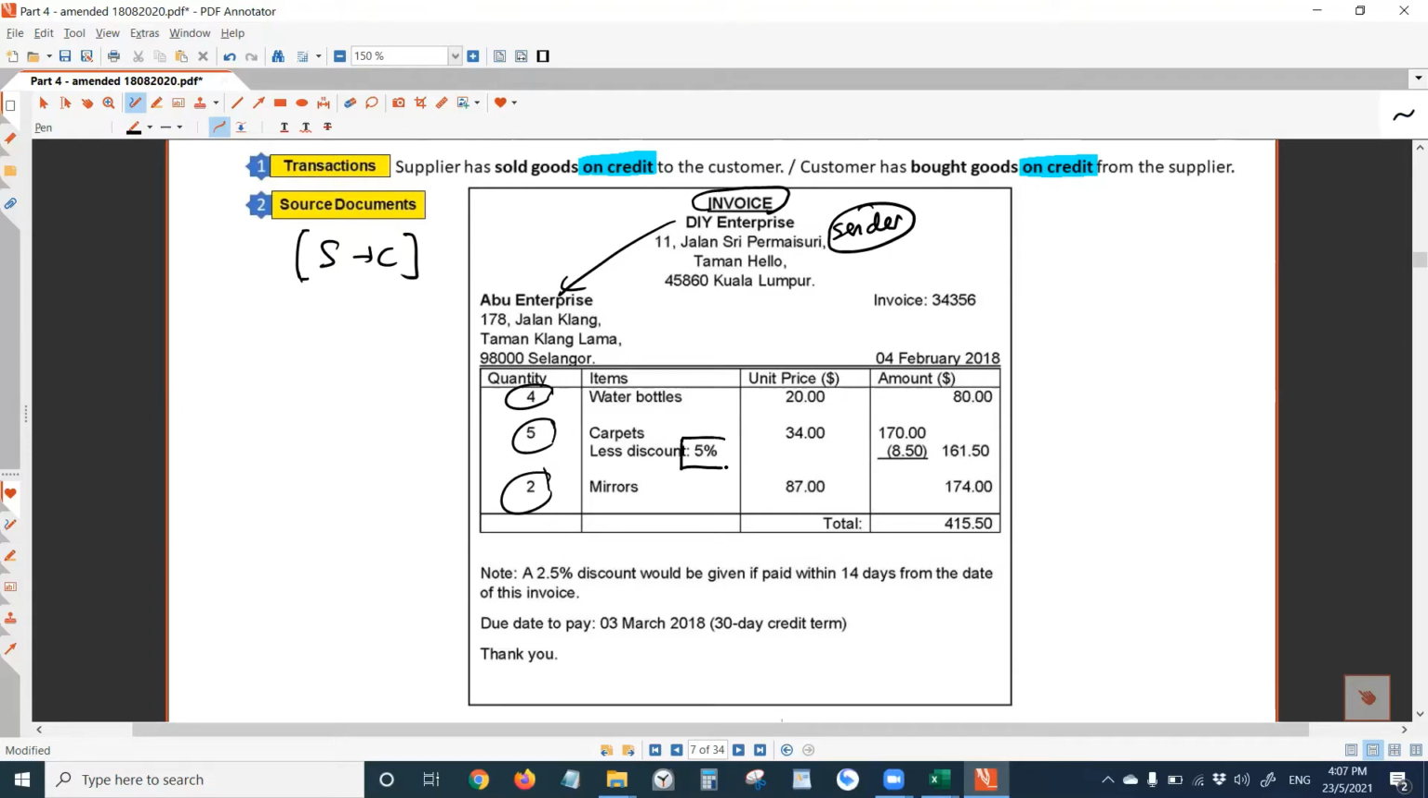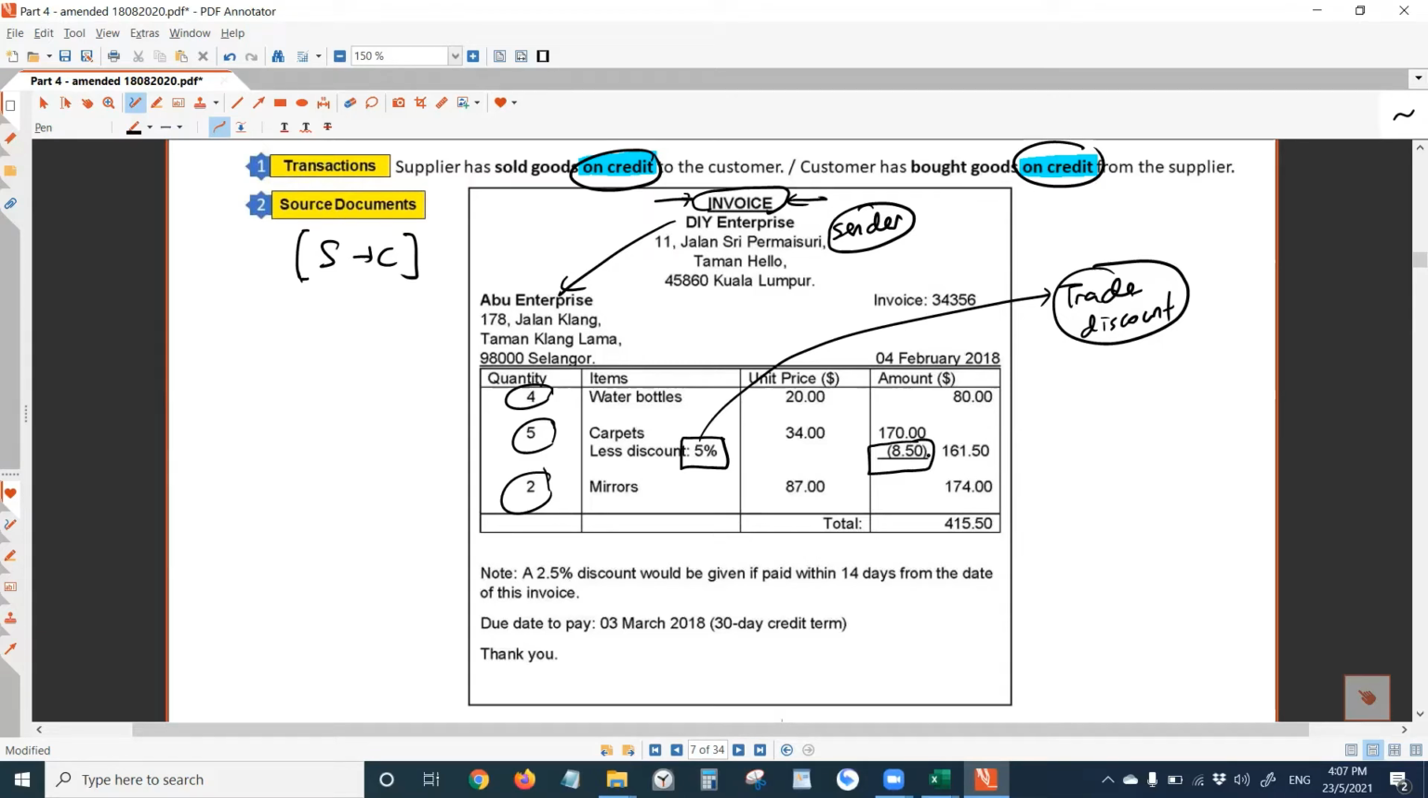And you see that there's a 5% discount here that has been deducted. This discount is known as trade discount. Discounts, you have learned in part 3. You have trade discount, you have cash discount. Trade discount is for buying in bulk. Cash discount is for settling debt on time. But the invoice should indicate that payment has not been made because it's on credit, right? So this 5% must be trade discount, not cash discount.